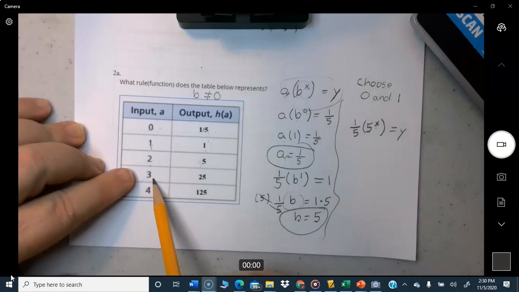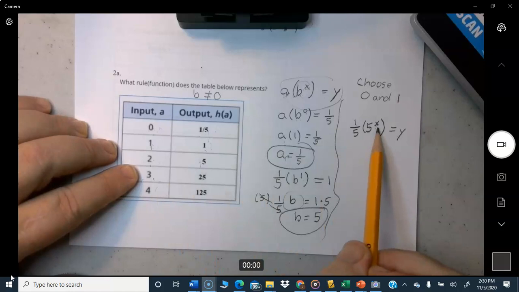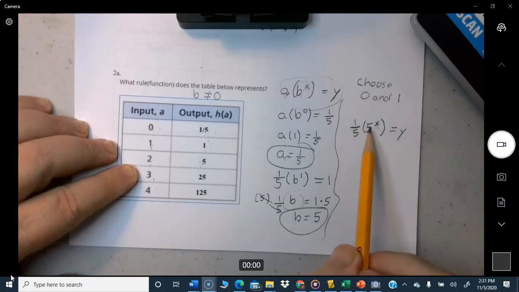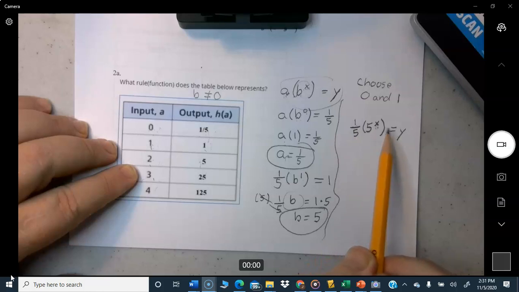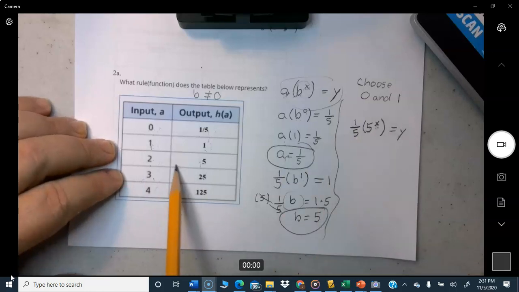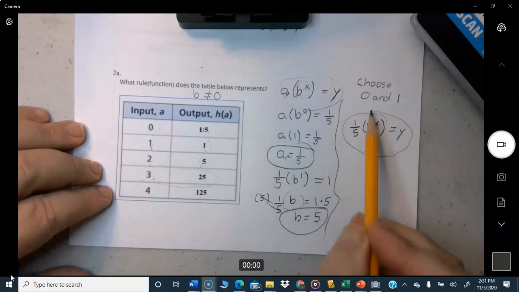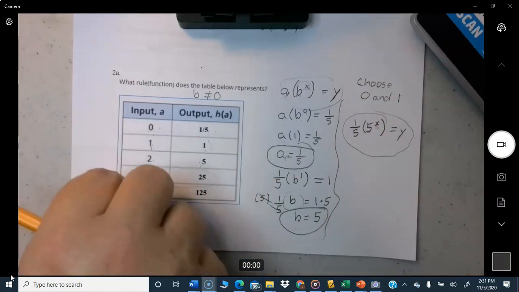How about 3? 5 to the third is 5 times 5 times 5. That equals 125. If you multiply that by 1/5, you get 25. So when x is 3, y should be 25, and we see that it is. Okay, so this is our final answer. That's the equation that we were looking for.